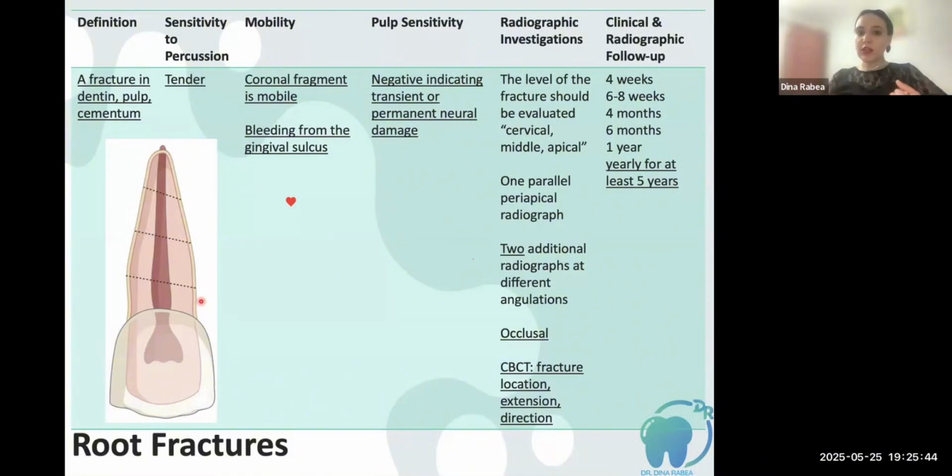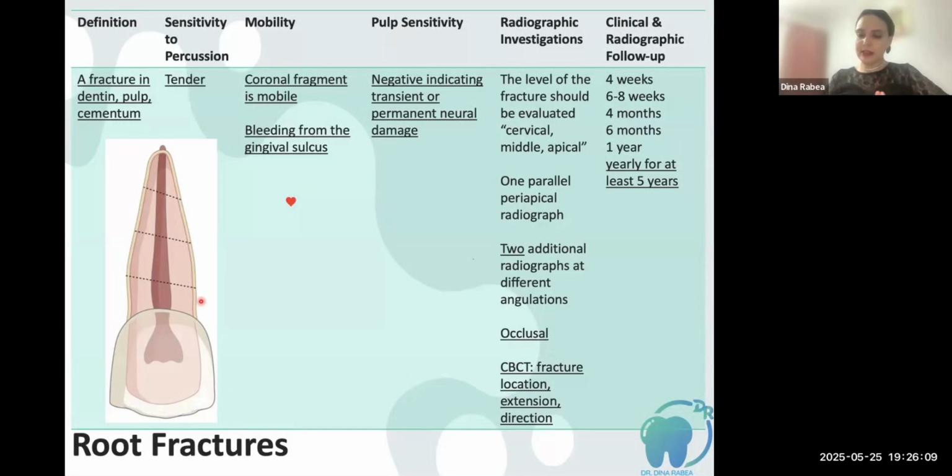Root fractures might cause a transient negative pulp sensitivity testing because of the cut caused to the periodontium. Sometimes it's transient, sometimes it's forever. It's a permanent damage. The radiographic investigations are the same as the complicated and uncomplicated crown root fractures.